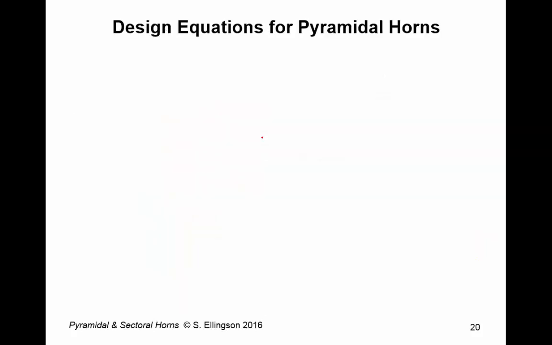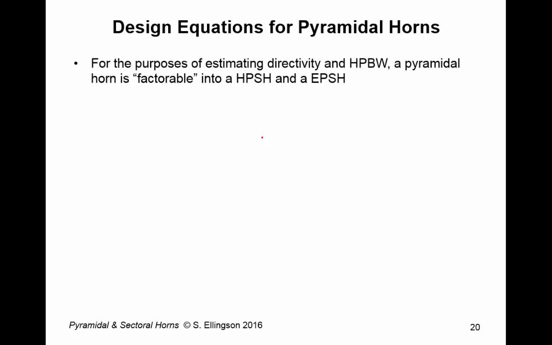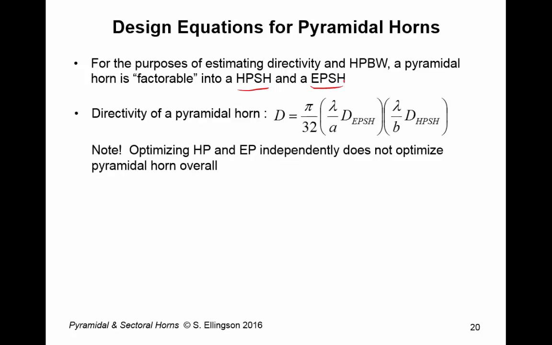So now we return to pyramidal horns. Specifically, how do we design pyramidal horns? For the purposes of estimating directivity and half-power beam width, a pyramidal horn is factorable into an H-plane sectoral horn and an E-plane sectoral horn. In fact, we've already seen this, that these two types of horns are special cases of the pyramidal horn, and so it kind of makes sense that a pyramidal horn is in some sense the product of those two types of antennas. The directivity of a pyramidal horn can be estimated through this expression.